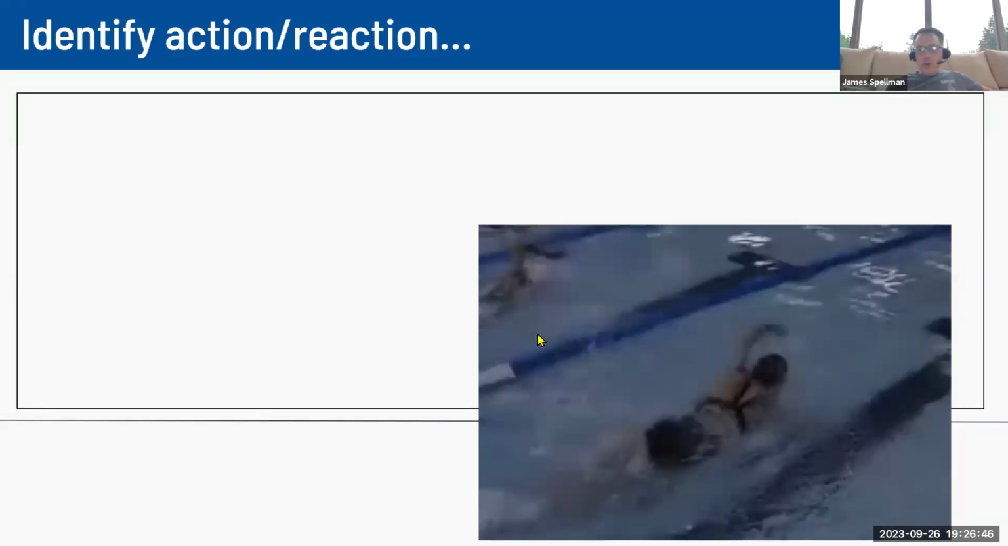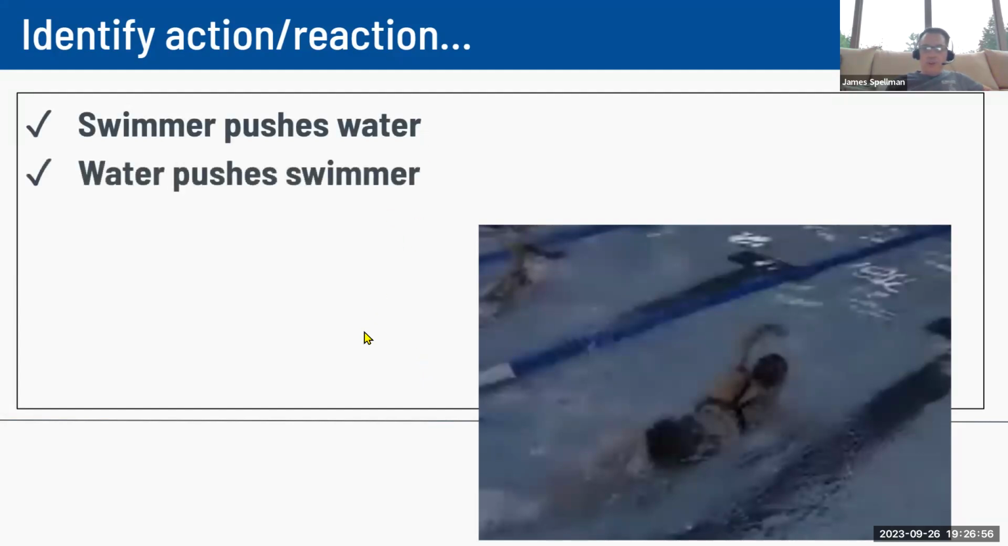When we have someone swimming in water, if the swimmer is causing the action, the swimmer is pushing the water, then the reaction, flip this around, the water is pushing the swimmer. Those forces are going to be equal. The water and the swimmer are not going to have equal changes in acceleration, though, because there's different amounts of mass involved. So again, what we see is not a difference in the forces. What we see is a difference in the acceleration.